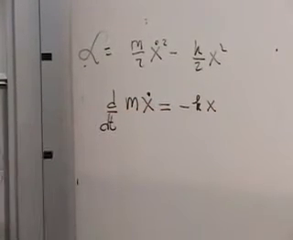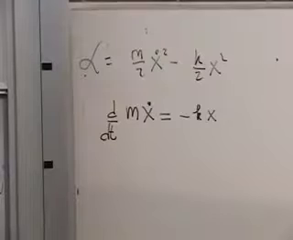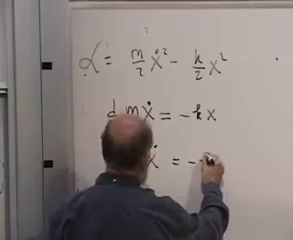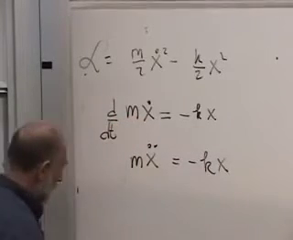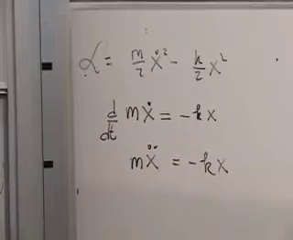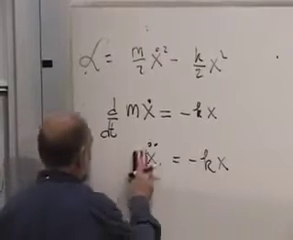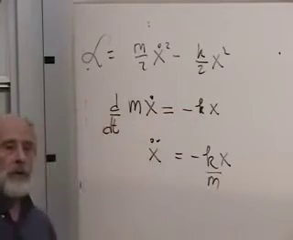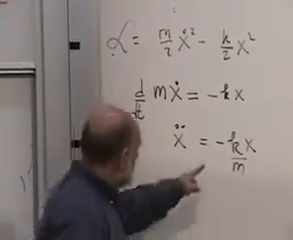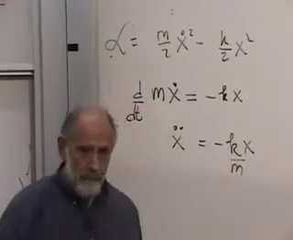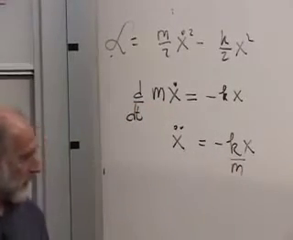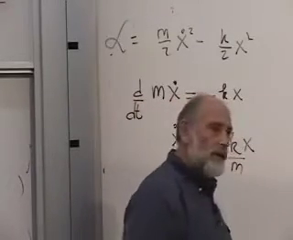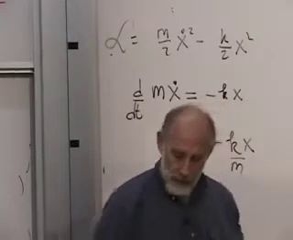This, of course, is just good old F equals ma. m x double dot is equal to minus kx. Hooke's law. It's nice to divide by the mass. Let's divide by the mass here. Notice the only thing which comes into the motion is the combination k over m. k over m is the important quantity. If I were to change k and change m, keeping k over m fixed, the equation of motion would not change.